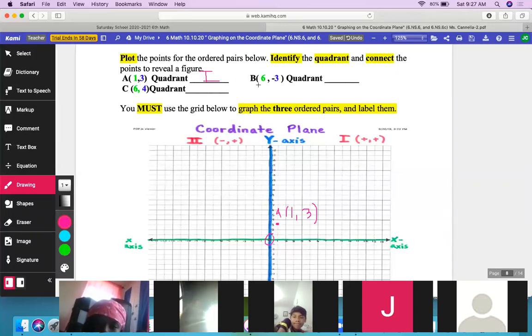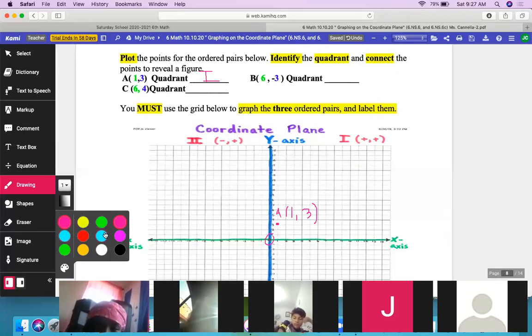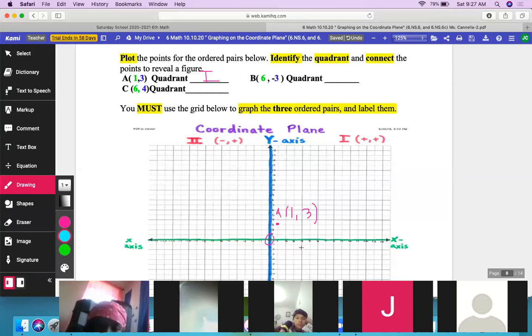We're going to graph this as 1, 3, right, Joel? What quadrant is it in? 1. Excellent. Joel, keep going. Tell me how to get to point B, which is 6, -3, sir. Hold on. You got this. Come on. I believe in you.